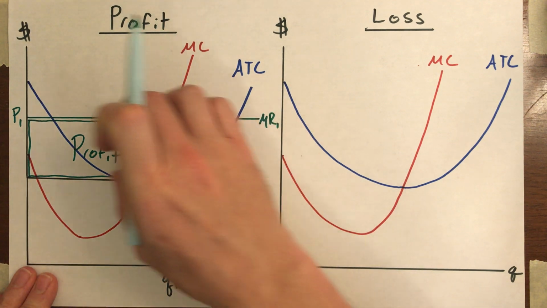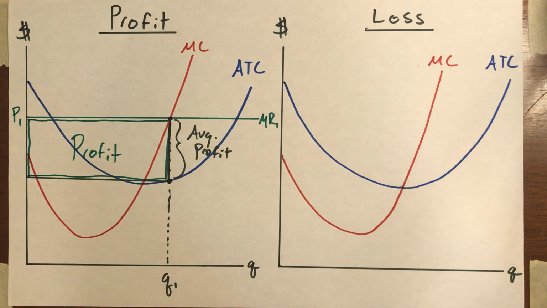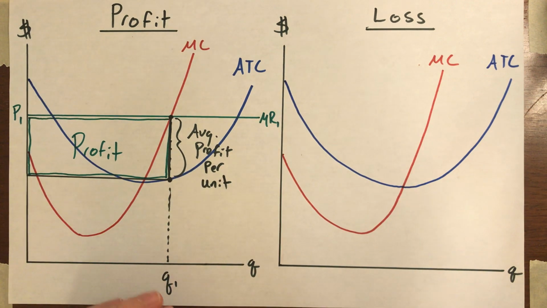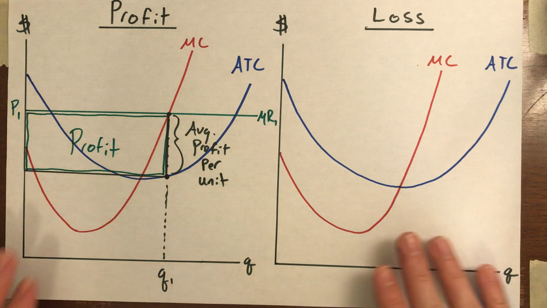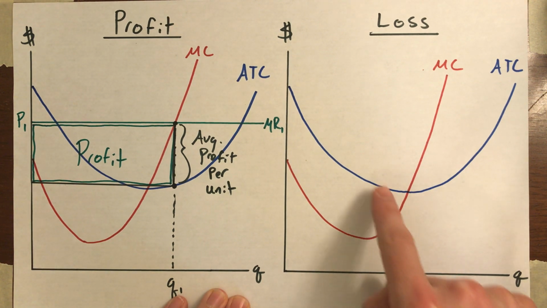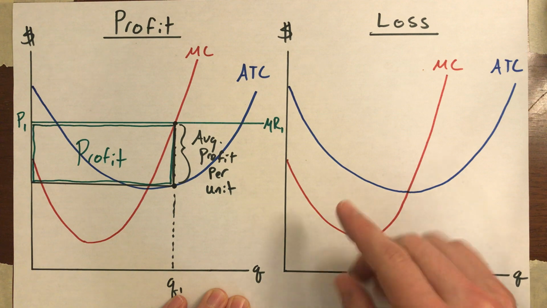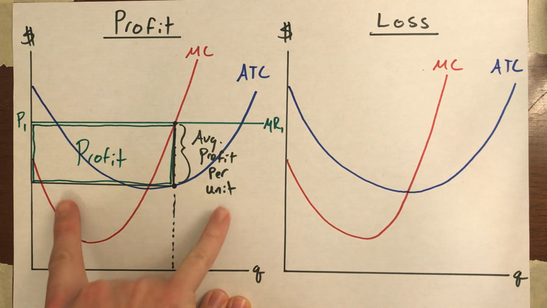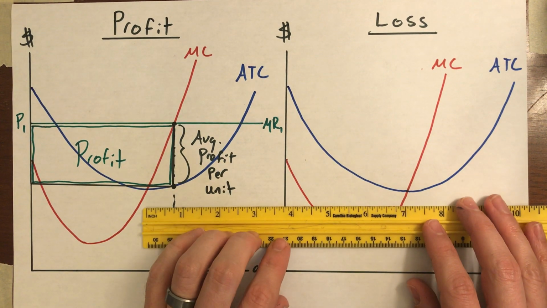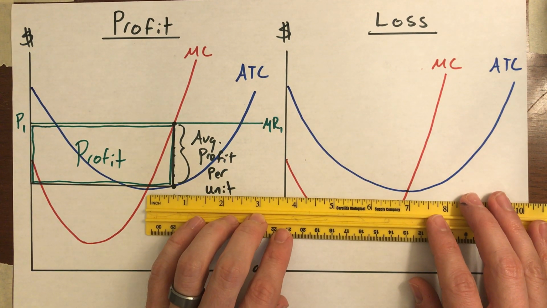So that's how I can graph the profit of this firm. The average profit per unit is that distance. That's what profit looks like. Loss is going to look the same, but in order to have a loss, the firm is going to be needing to produce at a price that is less than the average total cost. So I'm going to draw a new marginal revenue curve, but I'm going to push it down below the minimum of the average total cost curve. Let's say right there.